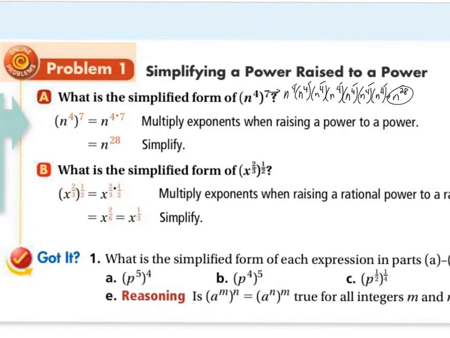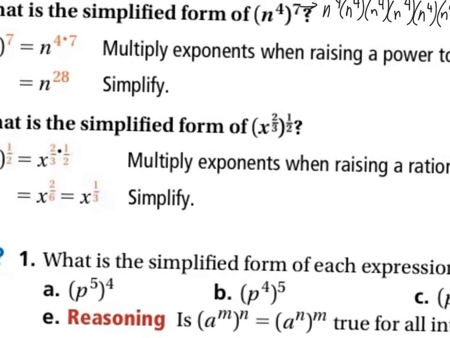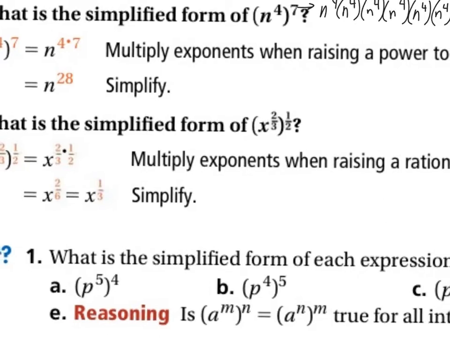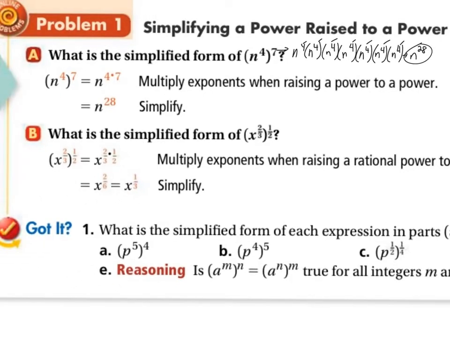Part B we're going to skip. We're not going to mess with that at the moment, although if you were doing the book's way, you could just multiply those fractions together. It would be x to the 2/6, which you could reduce to x to the 1/3.